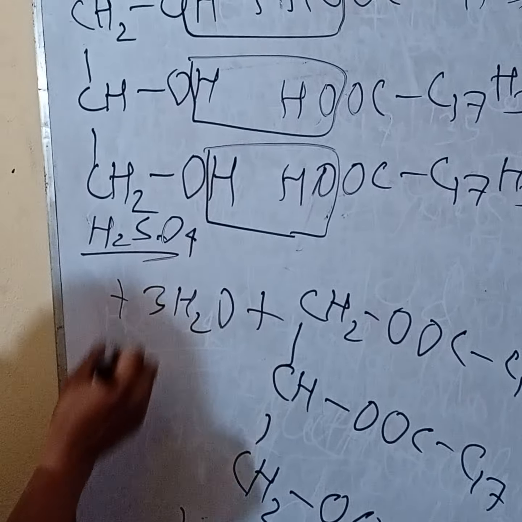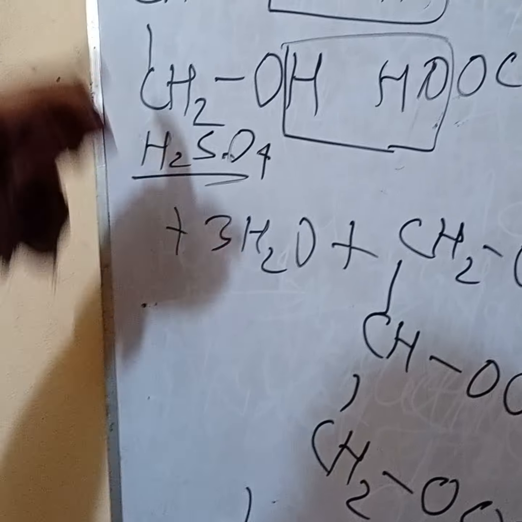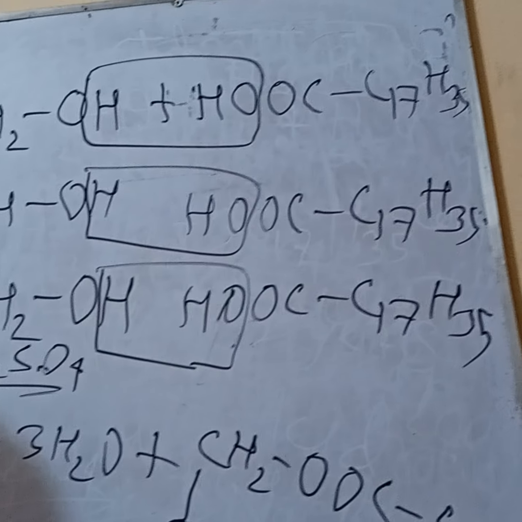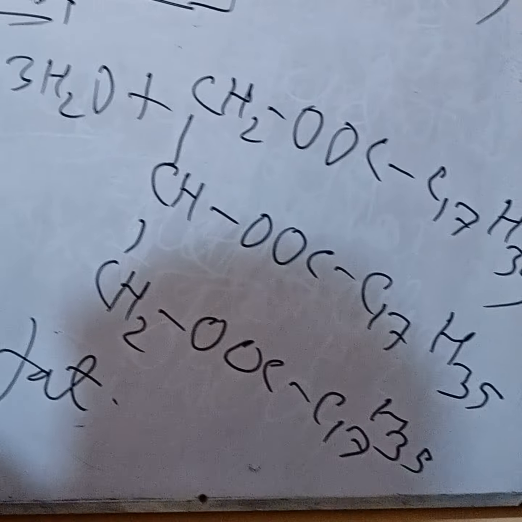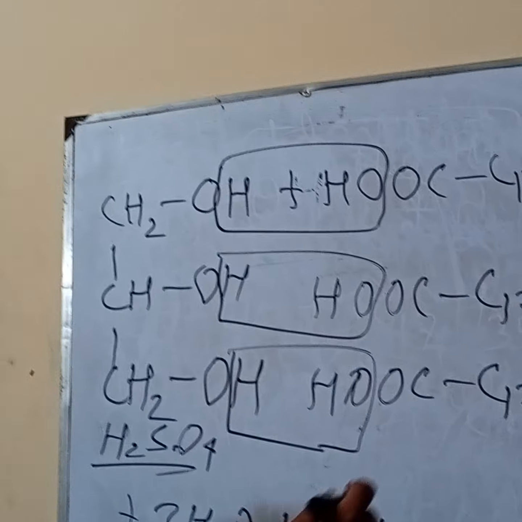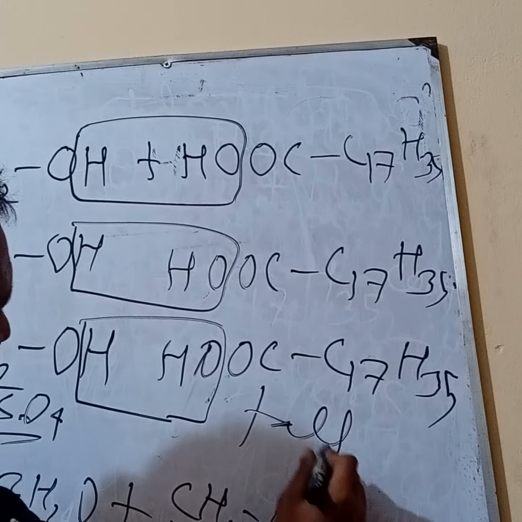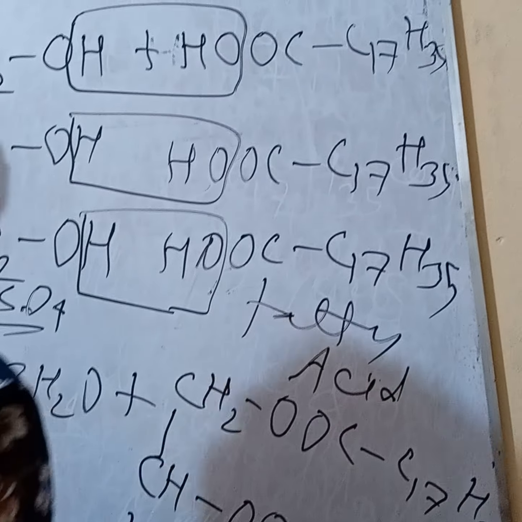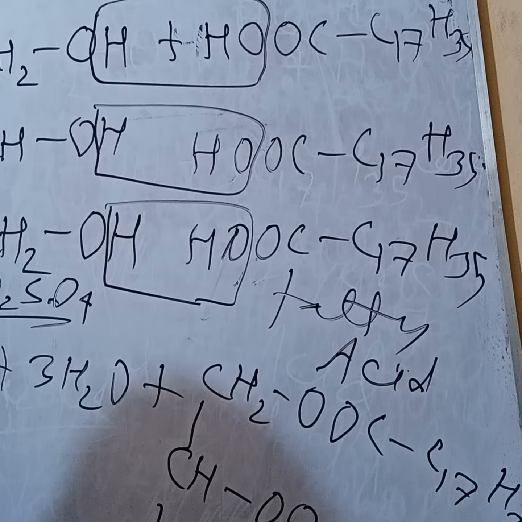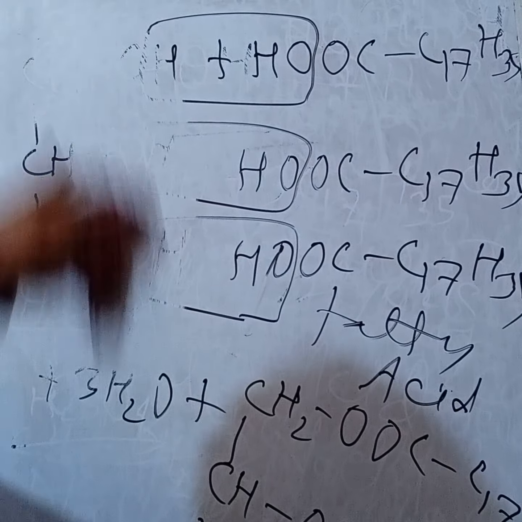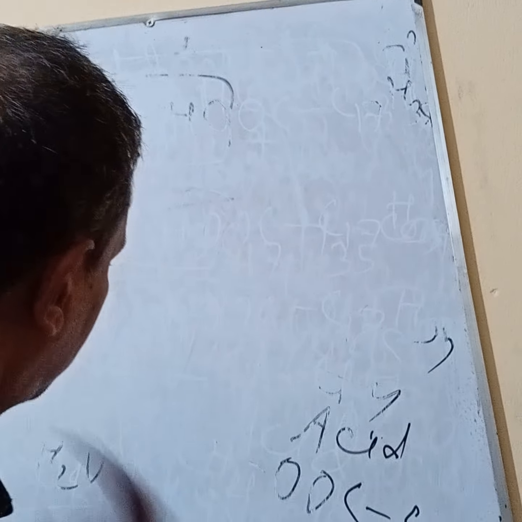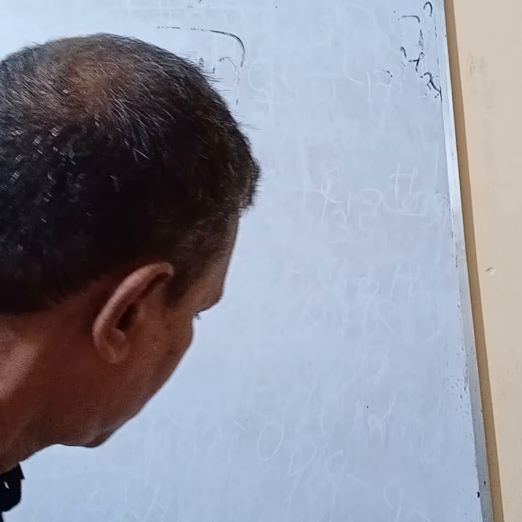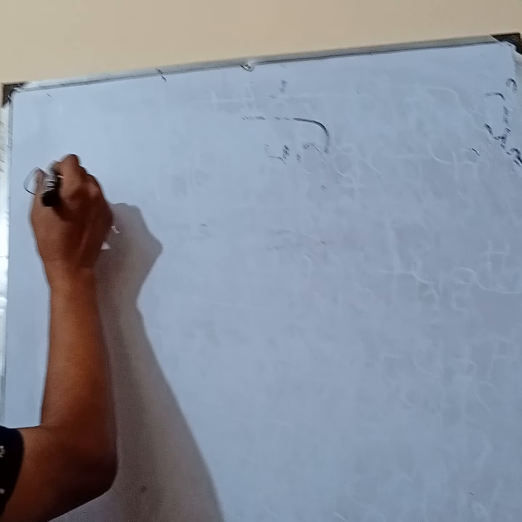Evaporation, sulfuric acid: fat, water, and sulfuric acid or sodium hydroxide, anything, gives glycerin and stearic acid. Stearic acid is a fatty acid. It is also an ester, and fat. So we have to write.